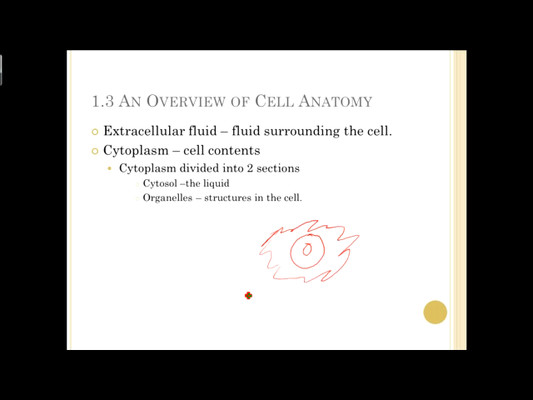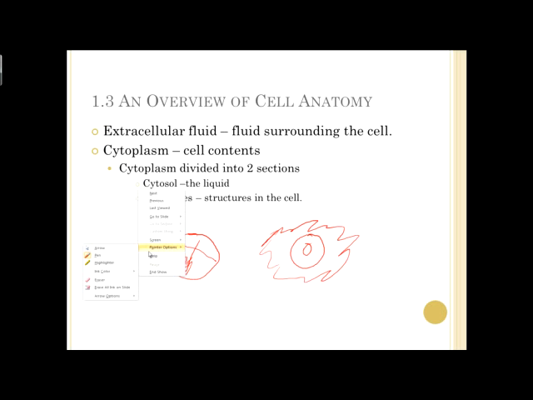And then we have intracellular fluid, cytoplasm, which is essentially inside the cell or the cell contents. So all of the stuff that's inside here. And then we have cytosol, which is actually the liquid, all the liquid that would be in this intracellular compartment, and the organelles. And we're going to see things in the organelles.